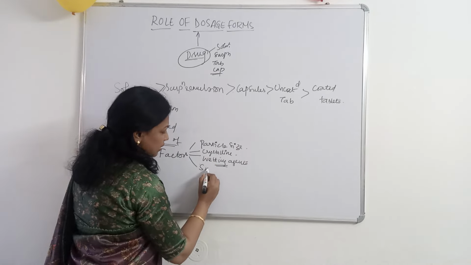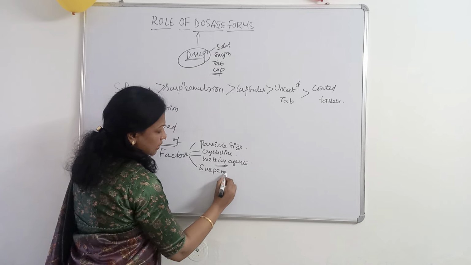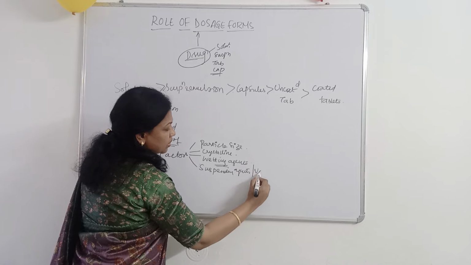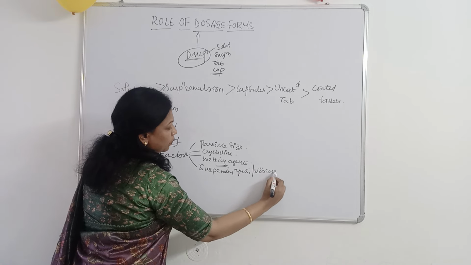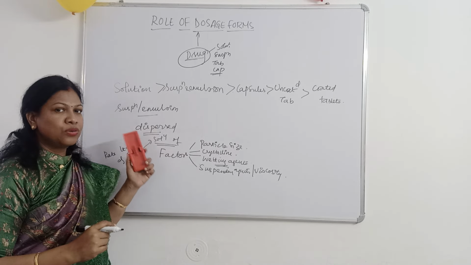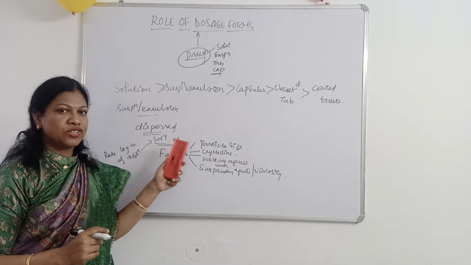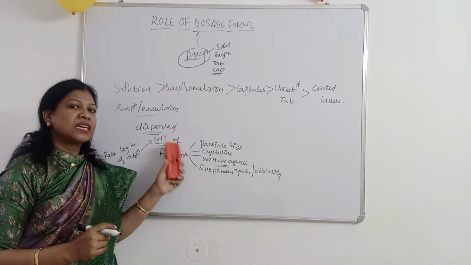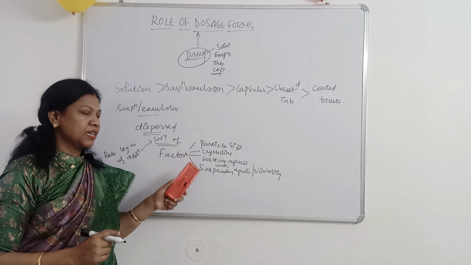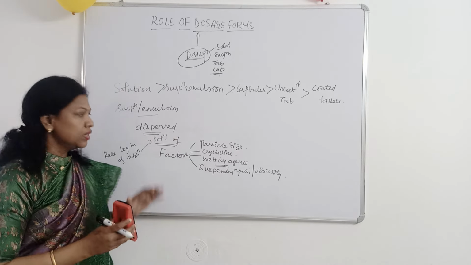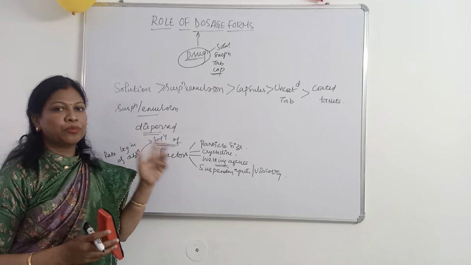Now the last factor is the suspending agent added, or mainly the viscosity of the suspension. These are all the factors to be considered in oral absorption of suspension dosage form. That is the particle size of the dispersed phase, crystalline nature of the dispersed particle, then inclusion of any wetting agents, and the viscosity of the suspension plays an important role.